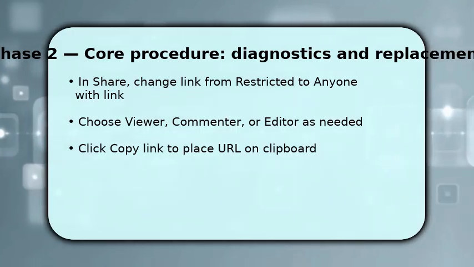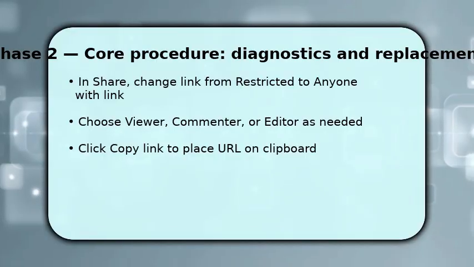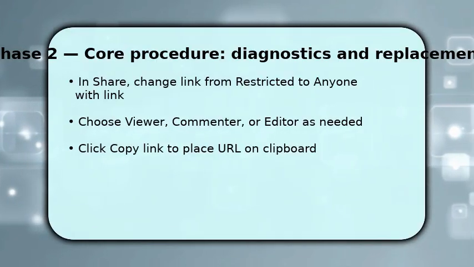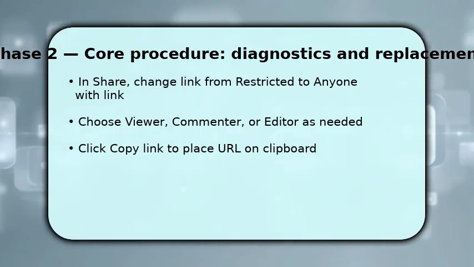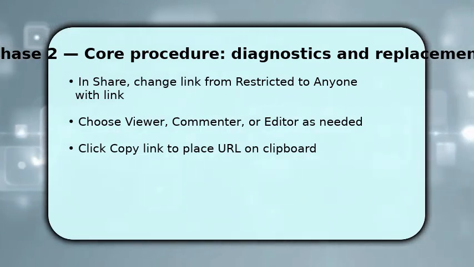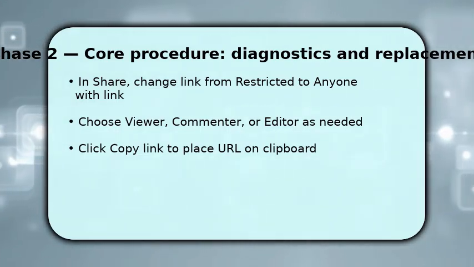Once you select the right role, click Copy Link. This places the Drive sharing URL on your clipboard. Make sure you didn't leave it on Restricted, because that prevents access, and confirm the role listed next to the link before closing the dialog.